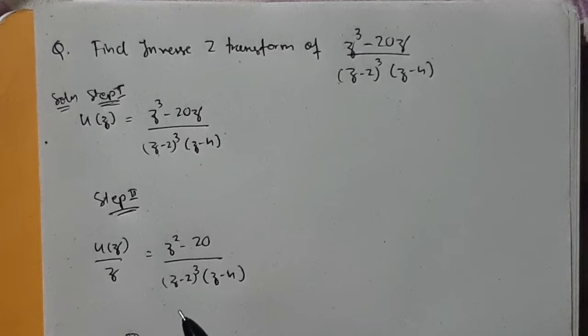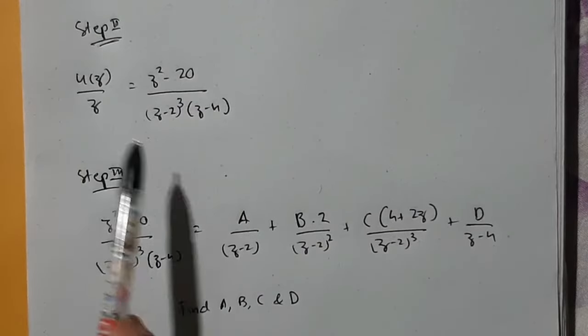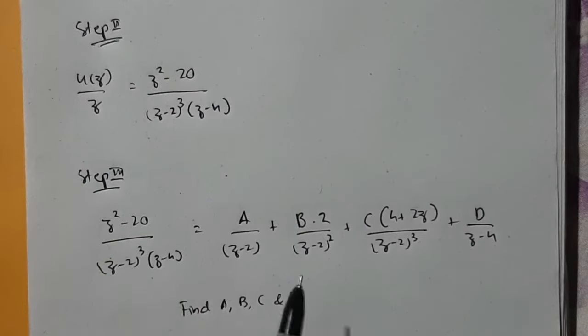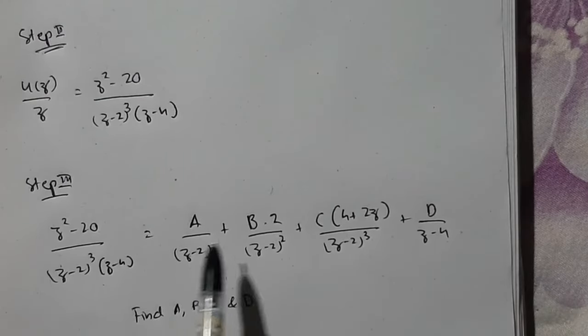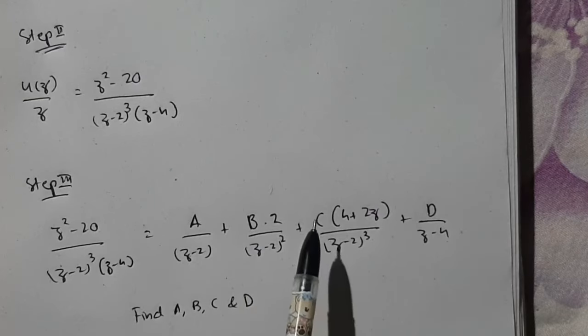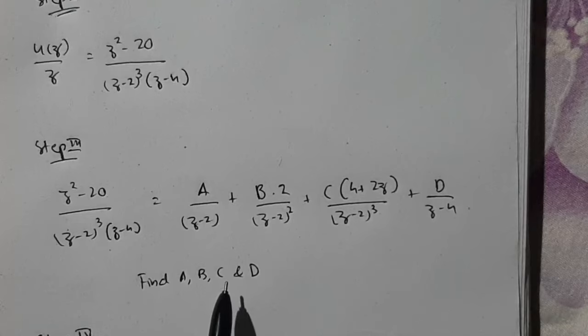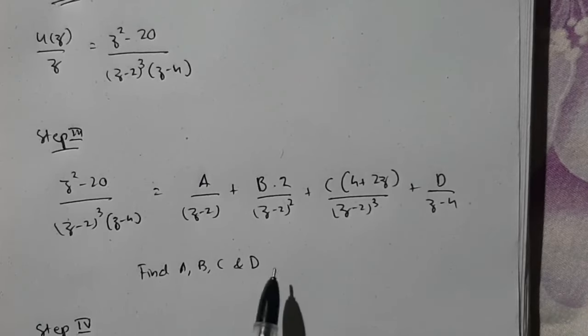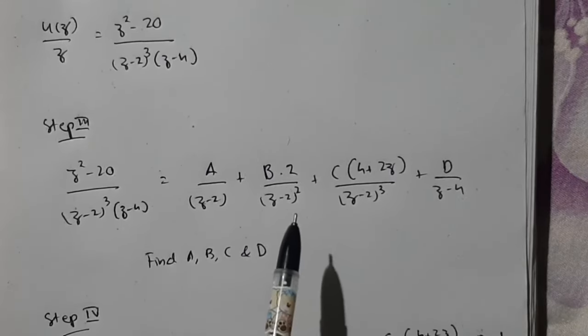Okay, so after doing this, step 3, we will write it as partial fractions. U of z by z is this, and we'll write it as partial fractions. And if you didn't understand why we wrote like this, b into 2, contact me, I will explain why we did that. And we have to find A, B, C, D, and even if you face difficulty in finding this A, B, C, D, contact me, I will tell you how to find that also.